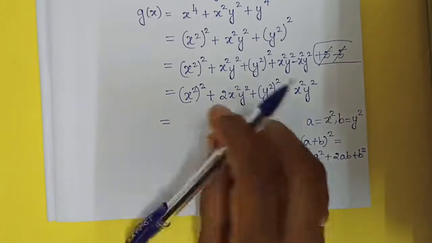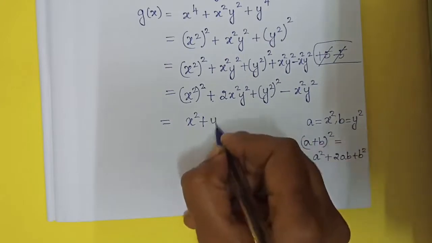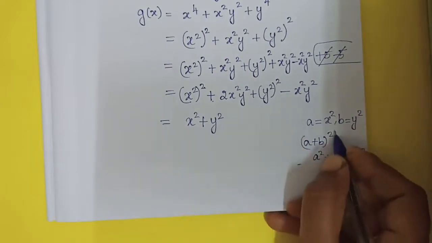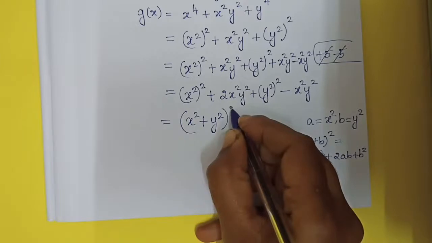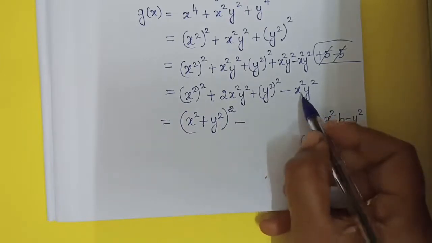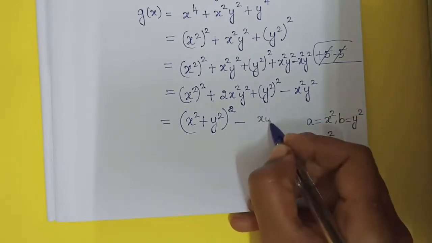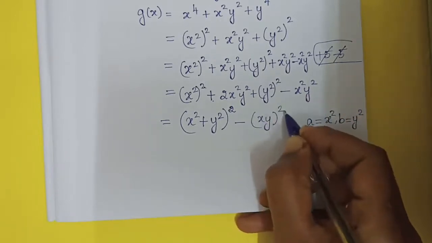Here a equals x square and b equals y square. Then this whole square, minus this subtraction, minus x square y square. Shall we write this as xy the whole square?